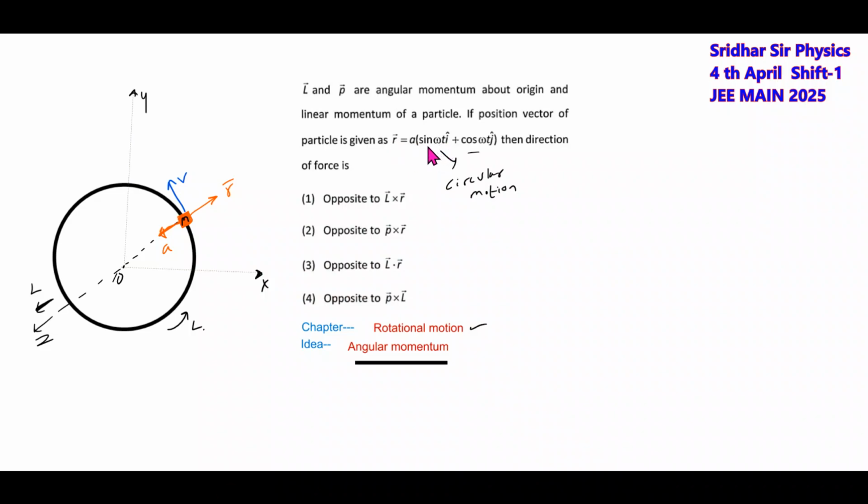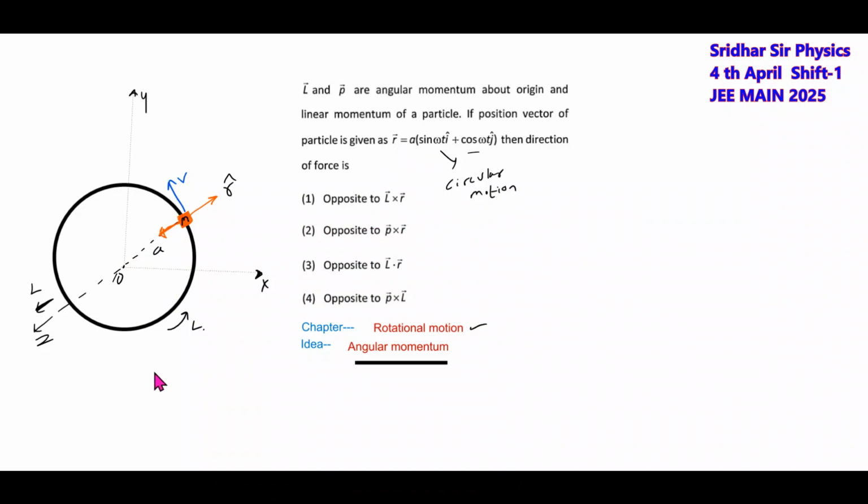How can you say that? It will have a radius. This will be r cap actually, and the radius will be equal to a. Take the magnitude of this: sine square omega t plus cos square omega t will be 1, so r equals a. It is going to move in a circular path of radius a. Differentiate this.